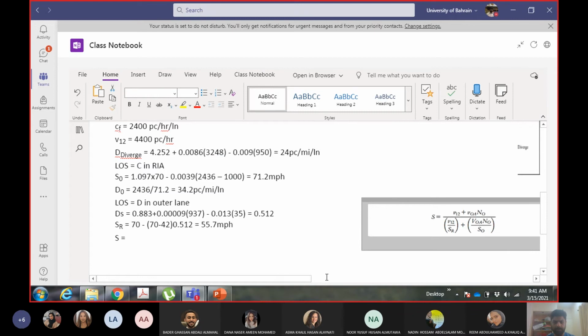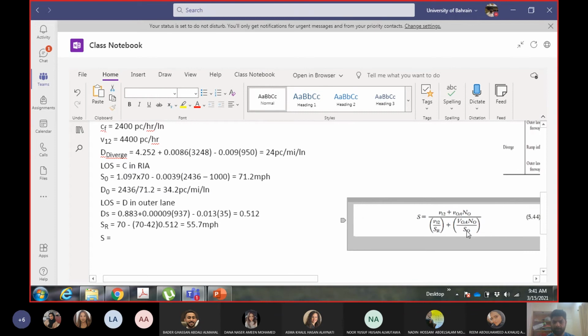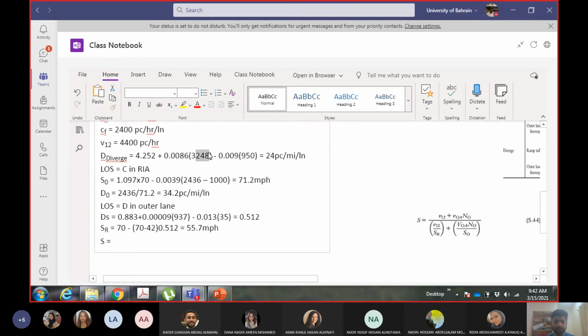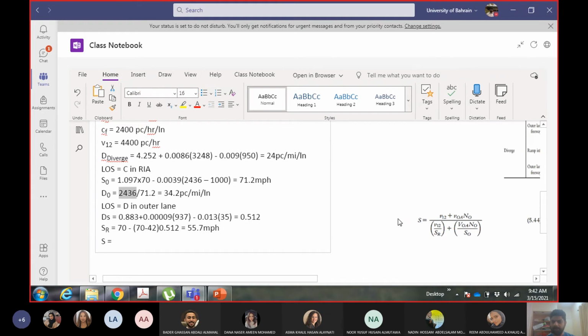Okay, so we have it now. V12 is 3248, this value. VOA, the flow rate in the outer lane, is 2436. N naught is 1, the number of outer lanes. V12, as I said, is 3248. SR, you just calculated 55.7. And VOA 2436, N naught 1. S naught, the speed you calculated for the outer lane, is 71.2 miles per hour.